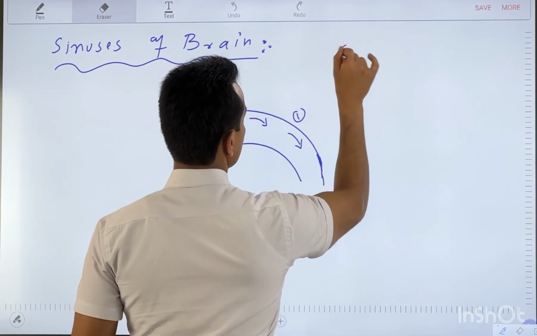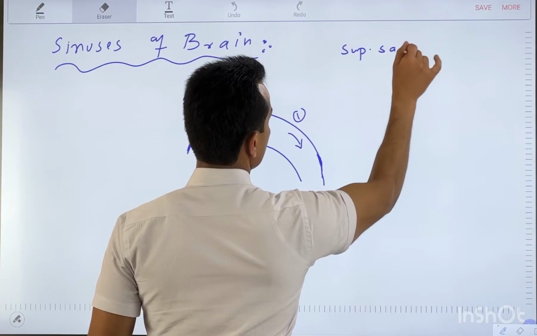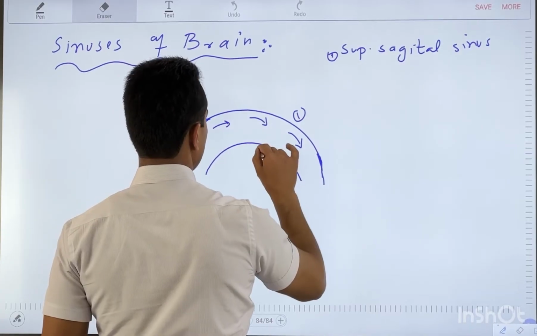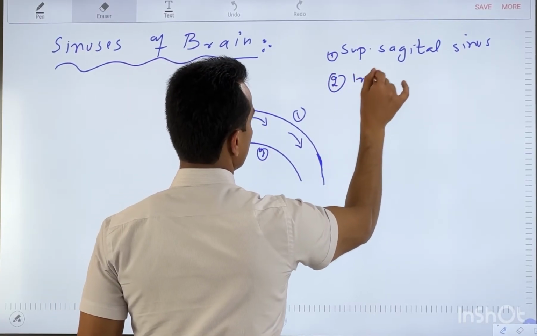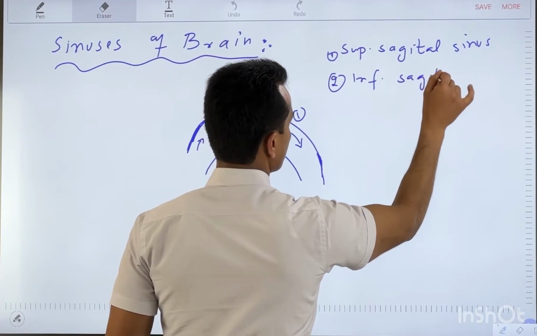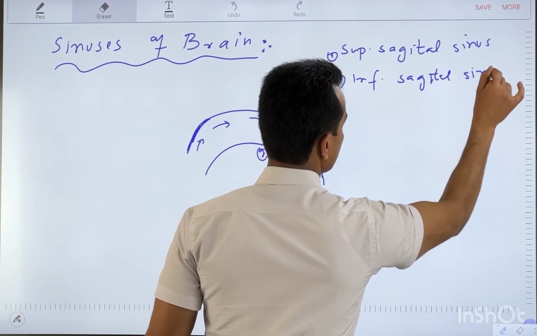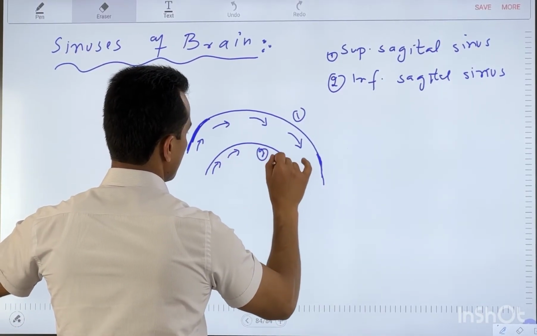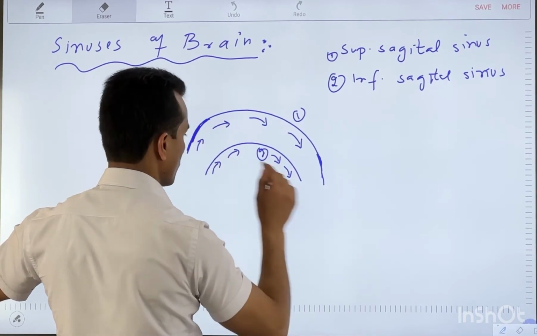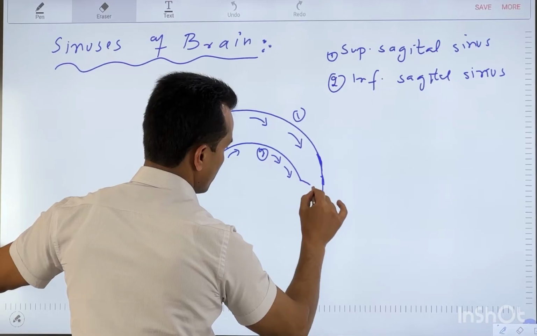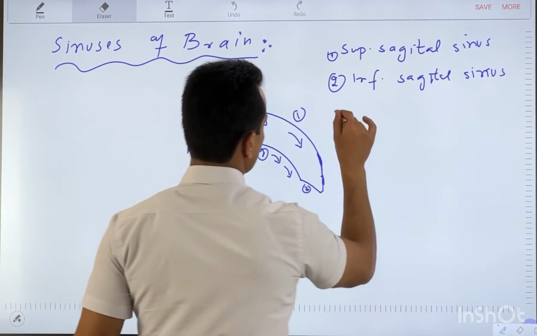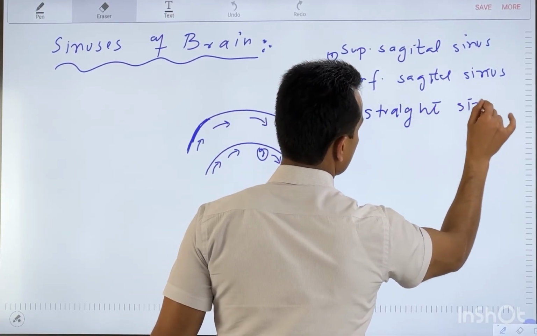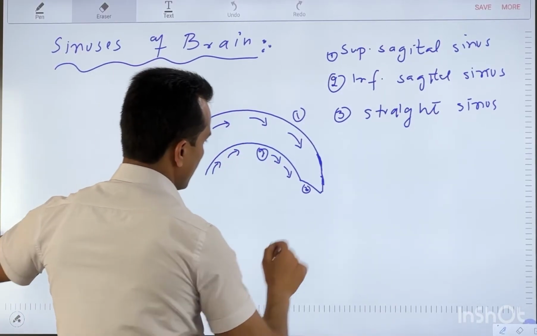Number 1, this is your superior sagittal sinus, because this is a sagittal view. Number 2, this is the inferior sagittal sinus, and both these sinuses will take blood backward and downward, and they are meeting here with the help of this number 3, and this number 3 is your straight sinus. Straight sinus.